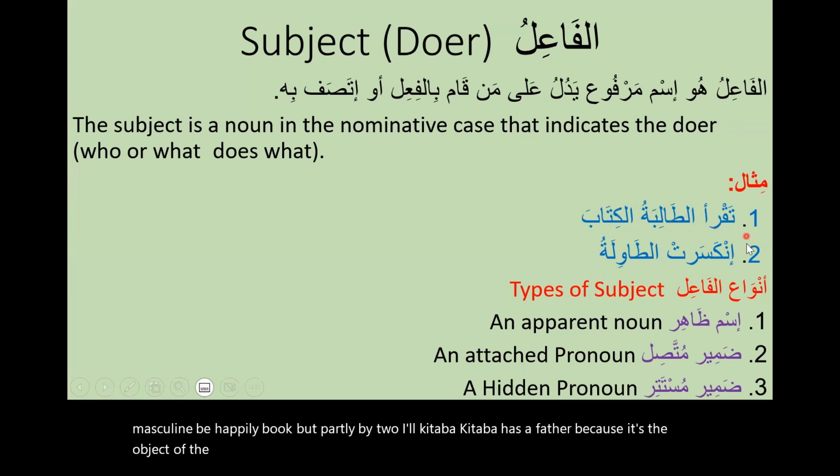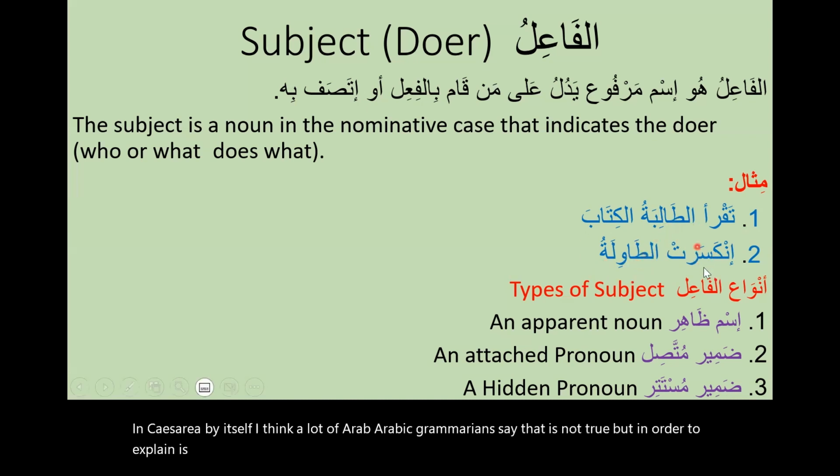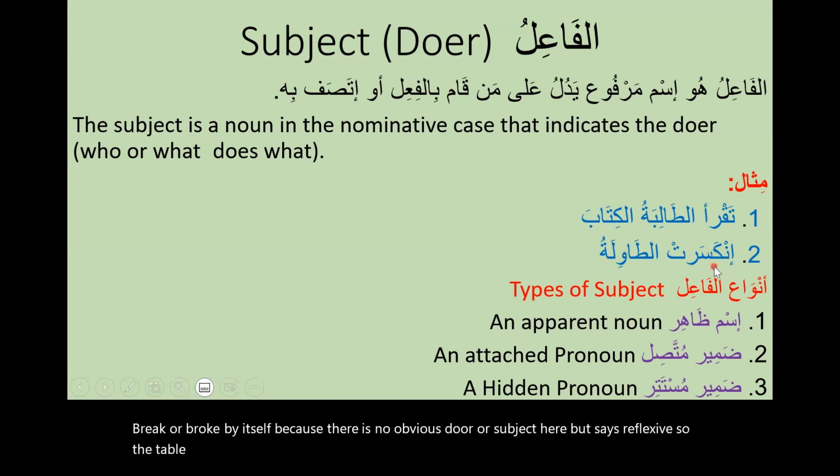Let's move to example number 2. انكسرت الطاولة. انكسرت الطاولة. So الطاولة, which is the table, broke by itself. I think a lot of Arabic grammarians say that is not true, but in order to explain, the table broke by itself, because there is no obvious doer or subject here, but it's reflexive. So the table broke itself. Let's put it that way.